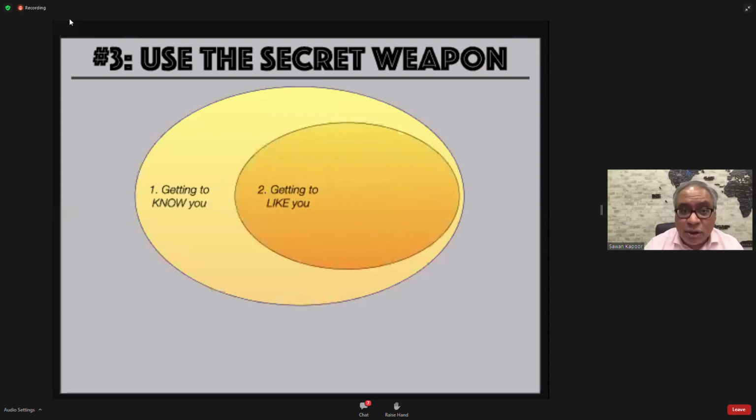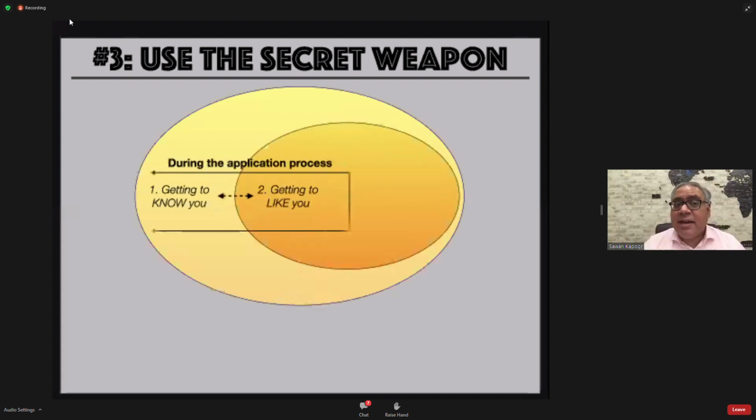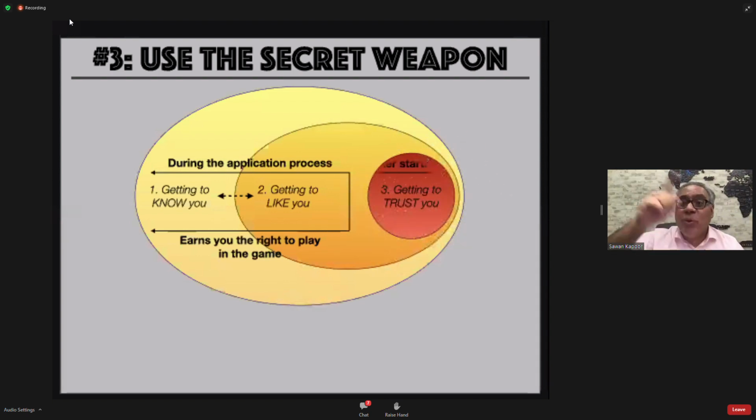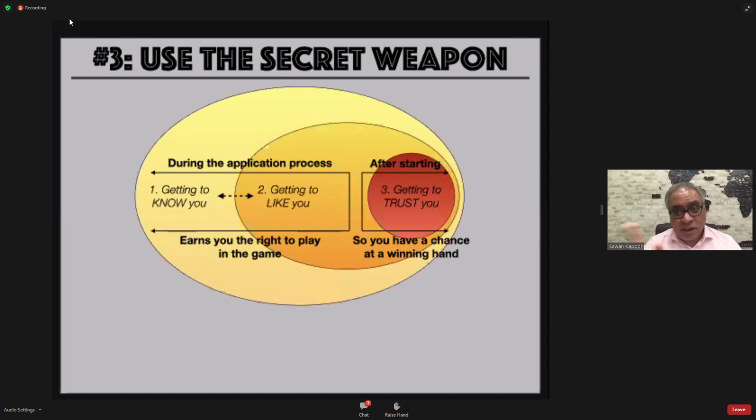And stage number 2 is them starting to like you. They will only start to like you if you start showing that connect with their extraordinary needs. If you can focus on their problems. And these 2 steps you have to walk in the job search and application journey. Only then will you get to stage number 3. And stage number 3 is them getting to trust you. But trust will only start after you get the job.